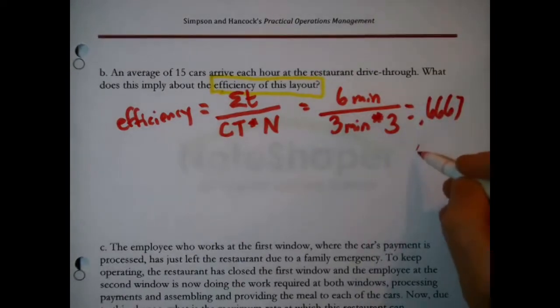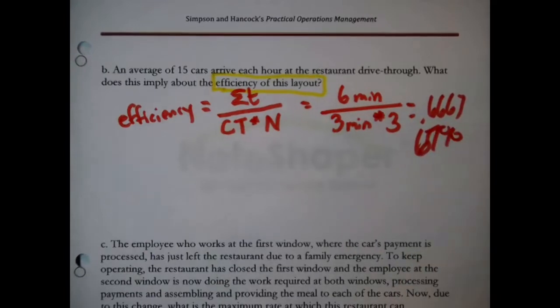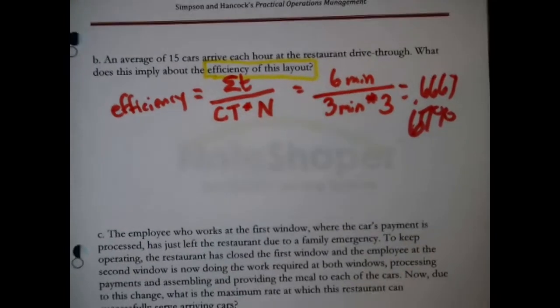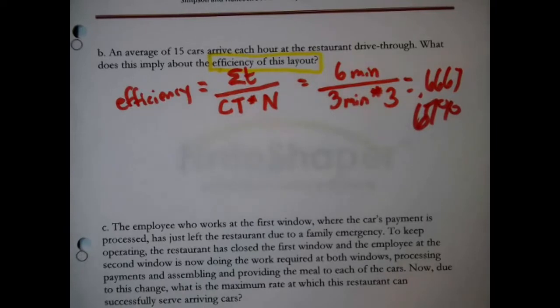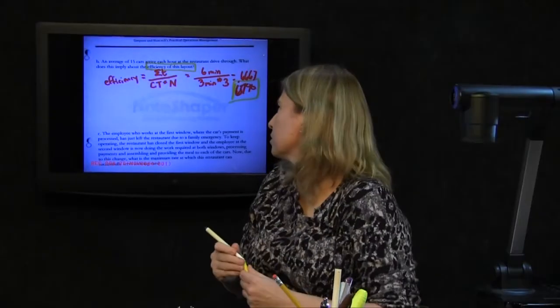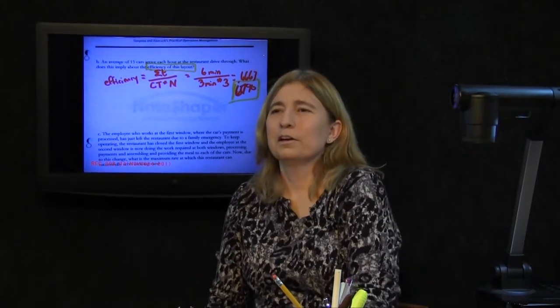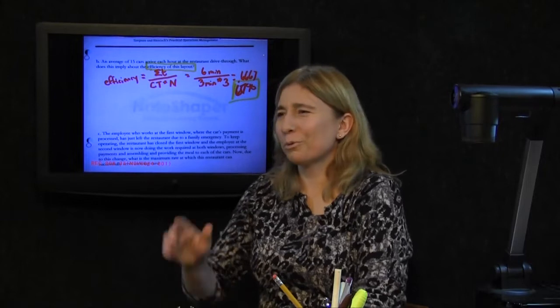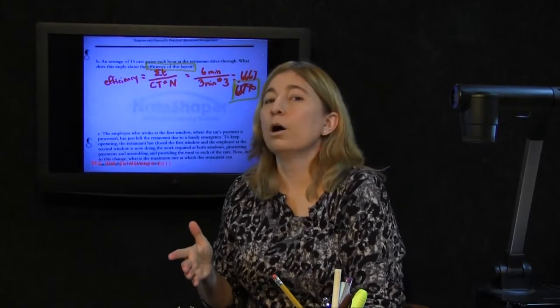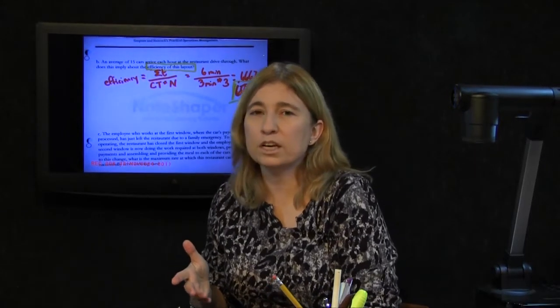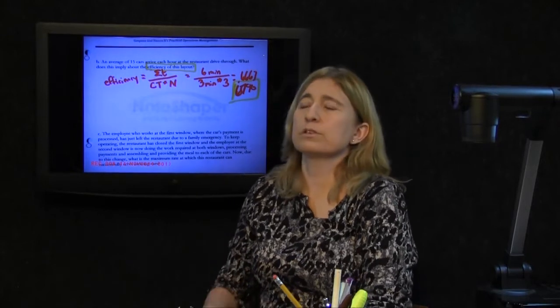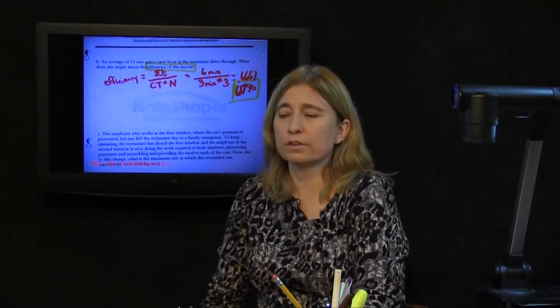So 6 divided by 9. That's 0.6667, or basically, what would that be? About 67%? That answers the question, okay, like about 67% efficient. That answers the question of the efficiency of the layout. Now, what's tricky about this is we say, well, wait a minute, we didn't use the 15. Yeah, we didn't use the 15 to comment on the efficiency of the layout.